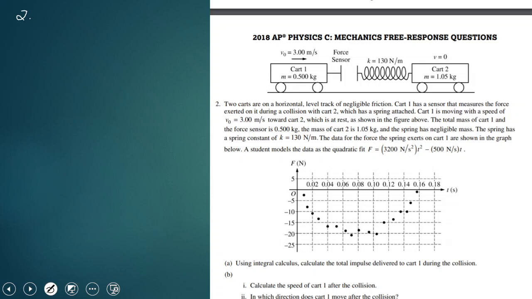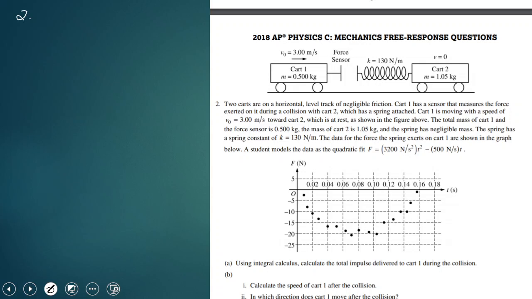So question 2 says 2 carts are on a horizontal level track of negligible friction. Cart 1 has a sensor that measures the force exerted on it during a collision with cart 2, which is at rest. The total mass of cart 1 and the sensor is 0.5 kilograms. The mass of cart 2 is 1.05. The spring has negligible mass, that's usually what we assume. The spring has a spring constant, k, equal to 130 newtons per meter.